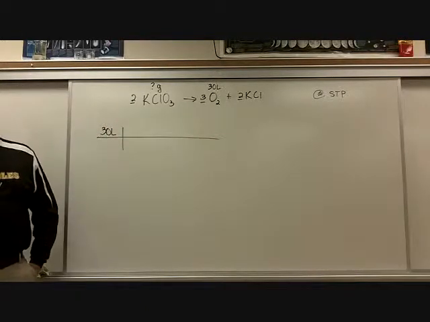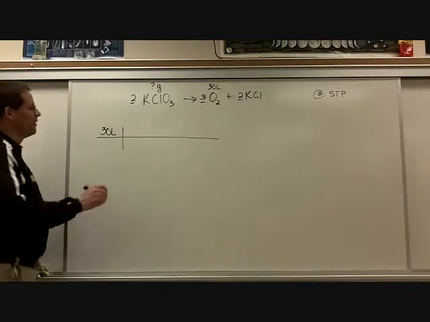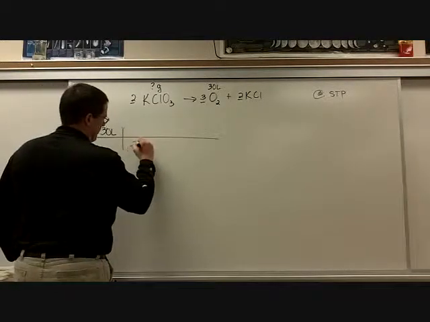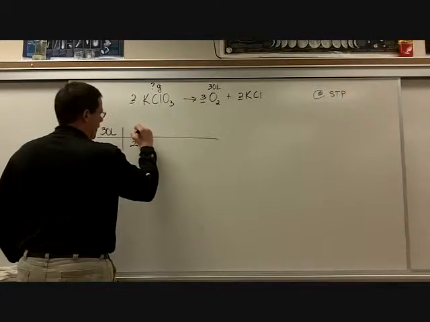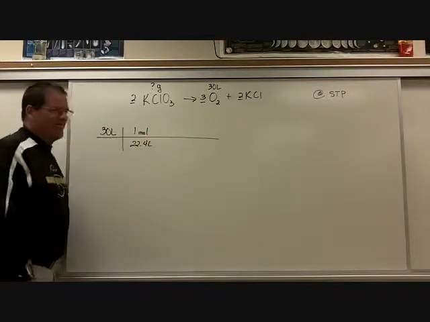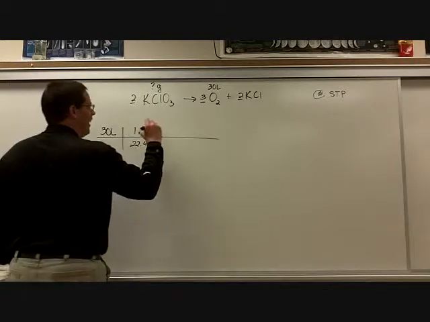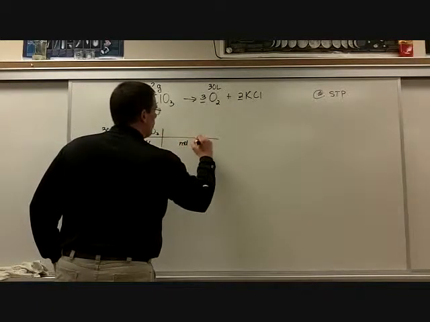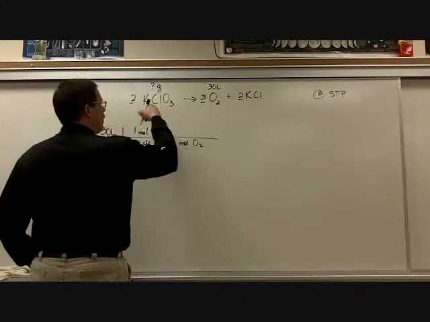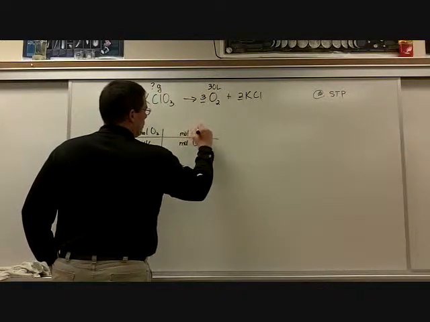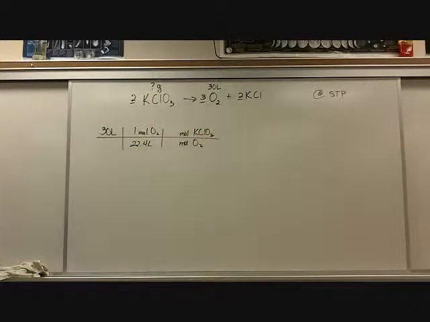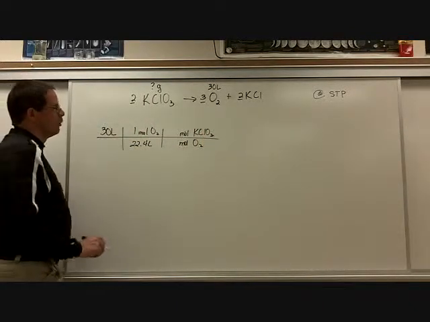And how would I do this? 22.4, if you choose to, or you could use PV equals nRT, but the other one is so much easier. I like this way because it's cyclical. And then moles of oxygen, and we're going to moles of potassium chlorate, KClO3. And what are my numbers there? 2 and 3, okay.